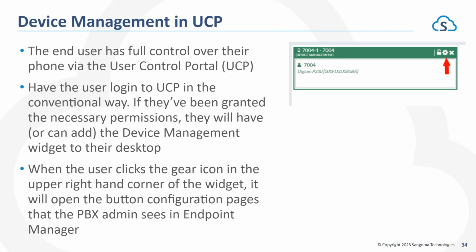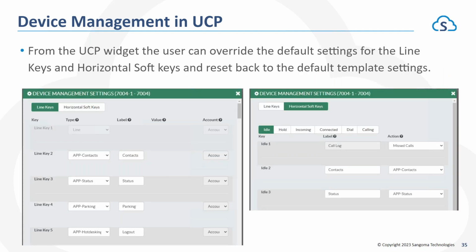And there's a little gear icon in the upper right of the desktop. When the user clicks that, they will see a familiar looking screen. It looks very similar to what the administrator sees when they're setting up the models in the EPM template. You'll see that the user will have the option of toggling either the line keys or the horizontal soft keys. The line keys by default will pull all of the settings from whatever the administrator has set for the template, similarly for the horizontal soft keys, and the user is free to change whatever they want here.